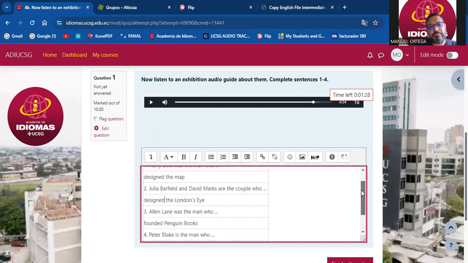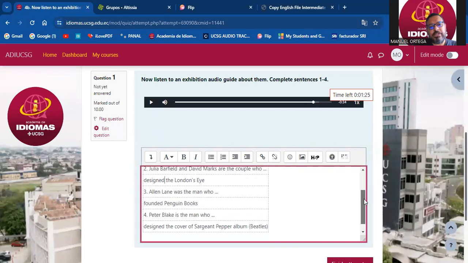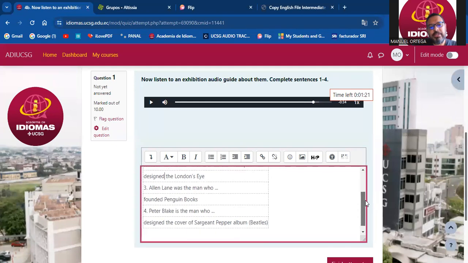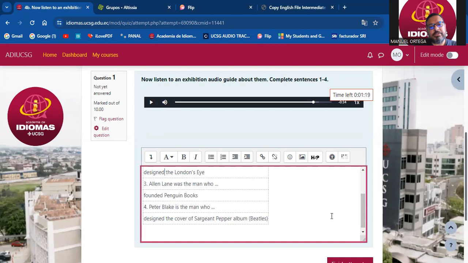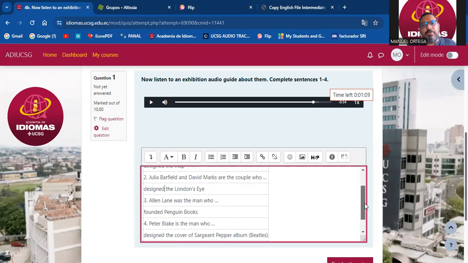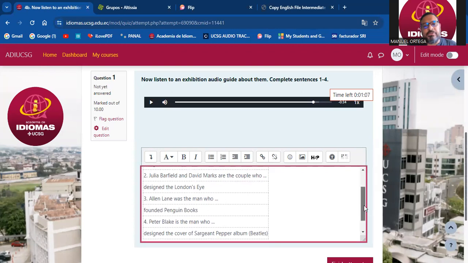Number 1, design the map. Number 2, design the London Eye. Number 3, found Penguin Books. Number 4, design the cover of Sgt. Pepper album. That is one of the famous albums of the Beatles. Yep. There you have my answers for a couple of seconds, and then I go to your results.